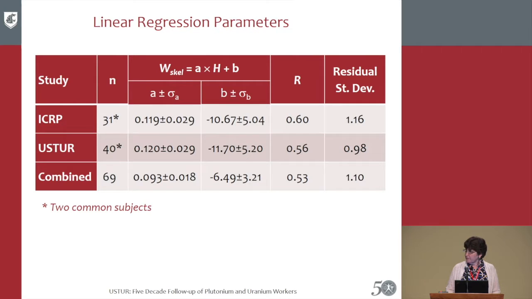On the next slide, I summarized the correlation coefficients for all three fits, just for you to see any differences and similarities. And again, please keep in mind that both ICRP and USTUR groups include two common subjects, the two USTUR cases. As you can see, the fits are pretty much the same for ICRP and USTUR only. The slopes are essentially identical, and the central value of the intercept for the USTUR population is just slightly shifted down compared to ICRP, but considering the uncertainties, they are the same. But when we combined both populations, the regression coefficients came up different from the coefficients of the subgroups.